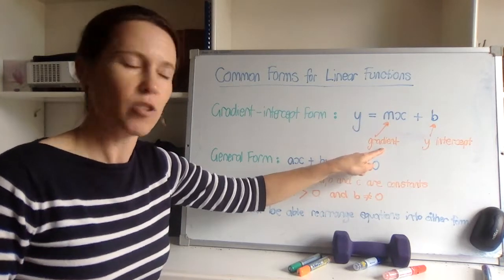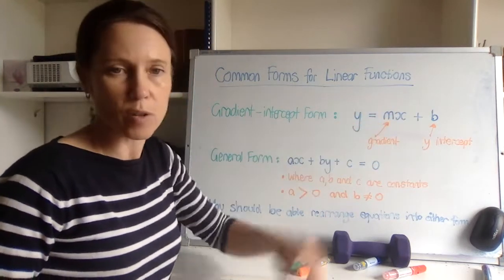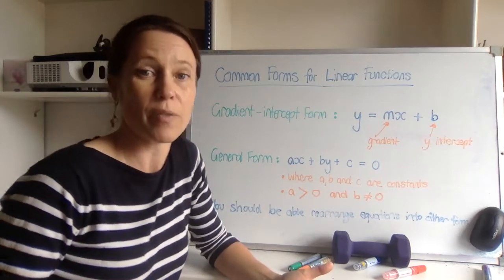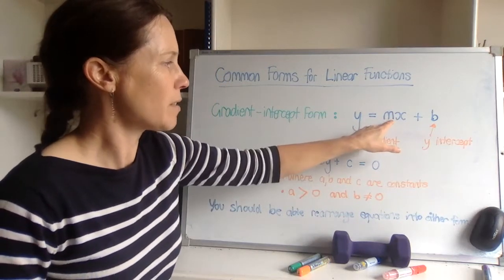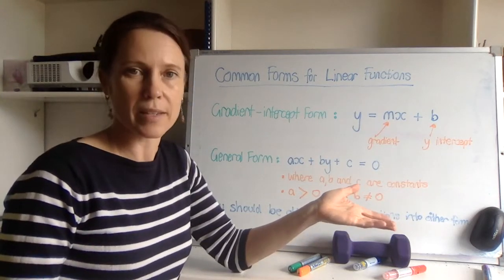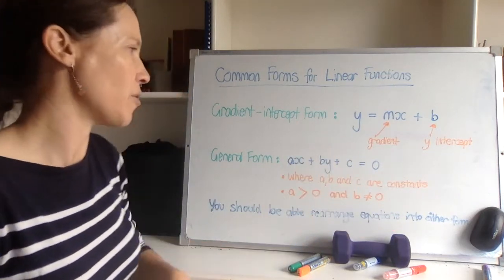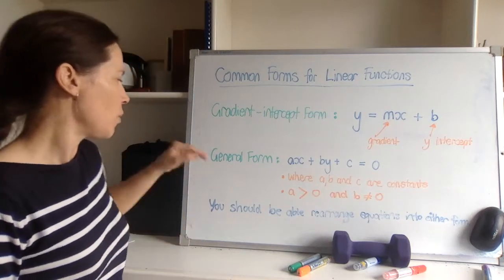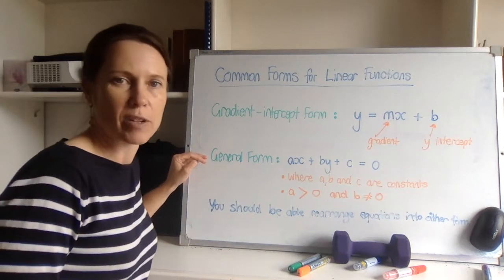And that's a really handy shortcut, because if you've got a line in this form, you can basically just read straight off the formula to see what the gradient is, and the other number that's left at the end will be the y-intercept. So that makes it really handy for graphing, as we'll see in a moment. We've also got general form, which you may or may not have seen.